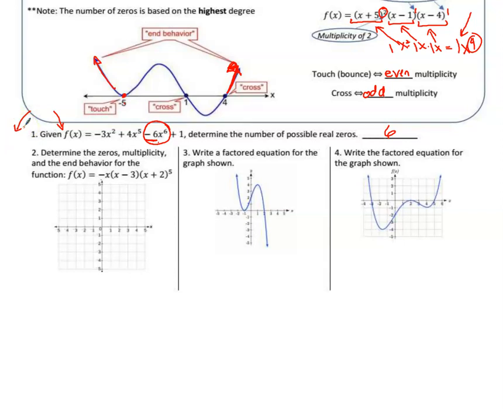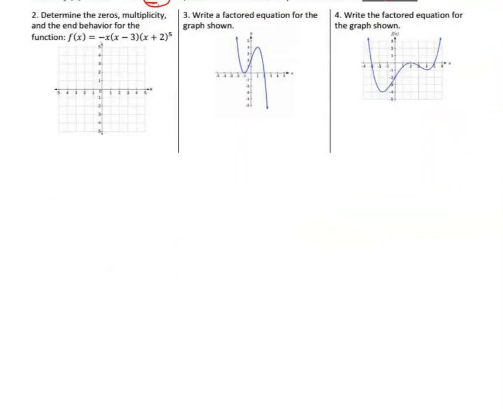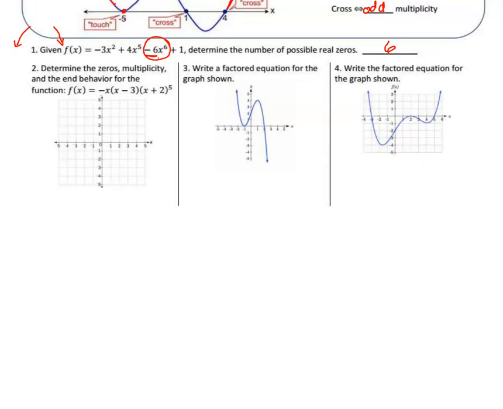So let's talk about number 2 now. Determine the zeros, the multiplicity, and the end behavior for the function. Well, luckily it's factored, so let's talk about the zeros first. One of my factors is x equals 0, because if this is 0, that whole term is 0. Another factor is x equals 3.